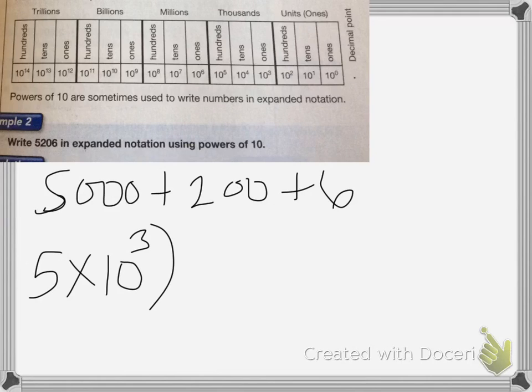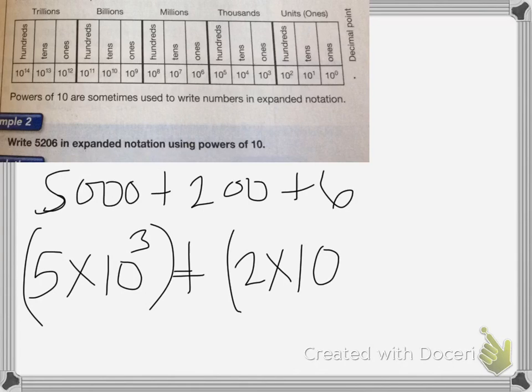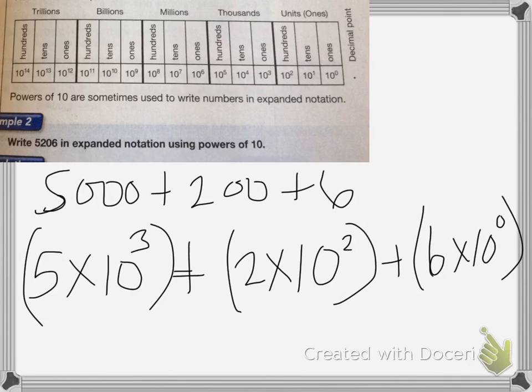Okay, and then I'm going to add that to 200, which is going to be 2 times 10 to the 2nd power. Okay, and then 6 is going to be 6 times 10 to the 0 power. So if you look up here, the ones place is 10 to the 0 power. Any number to the 0 power equals 1. So it's 6 times 1 basically, which is equal to 6. Okay.